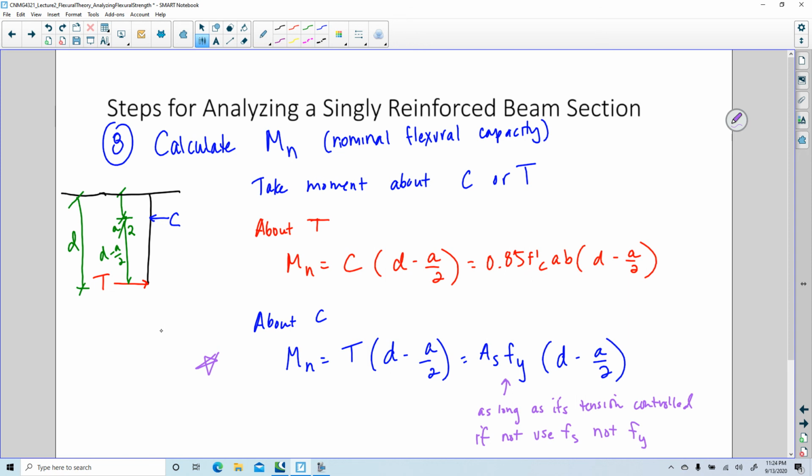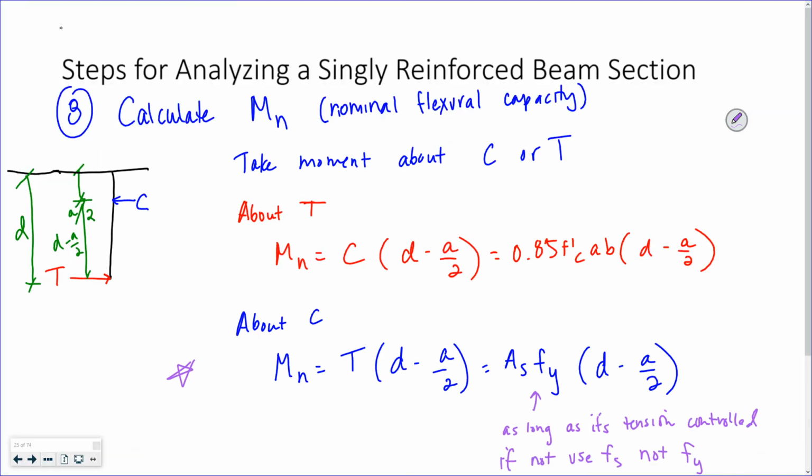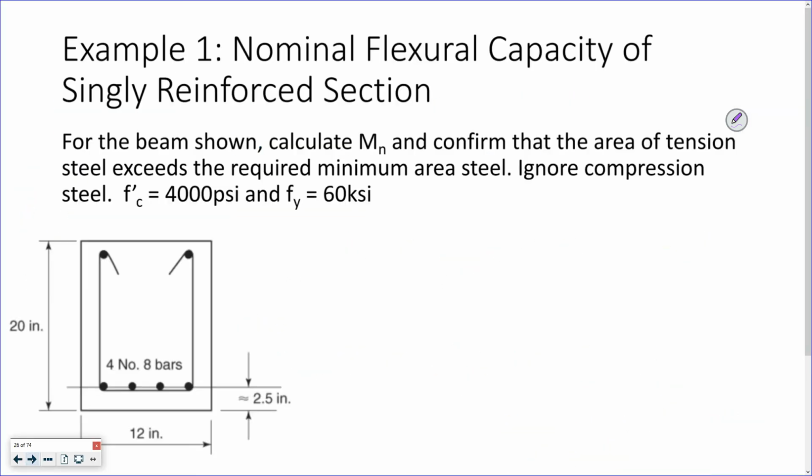So I'm going to do an example here. So we're going to ignore the compression steel, right? Because we're just going to do a singly reinforced section. So here we have a rectangular beam. We've got 4 number 8 bars down to the bottom, 1, 2, 3, 4.